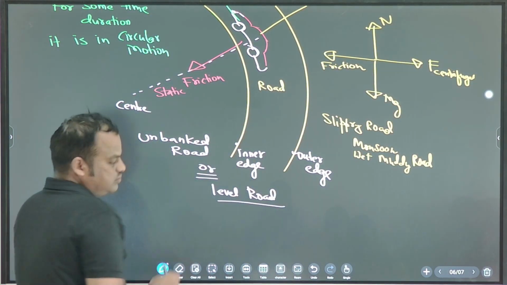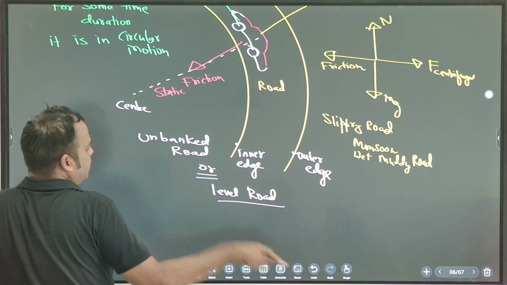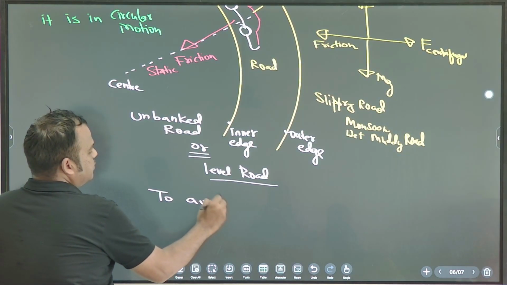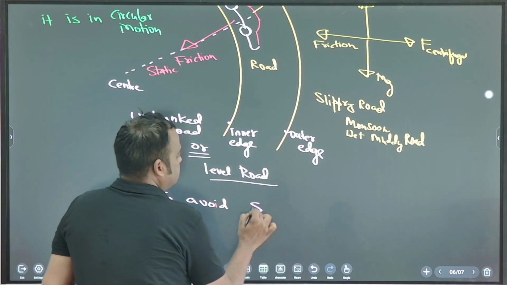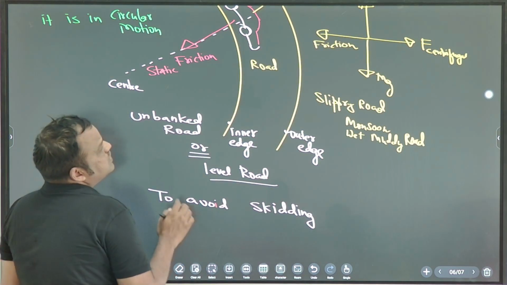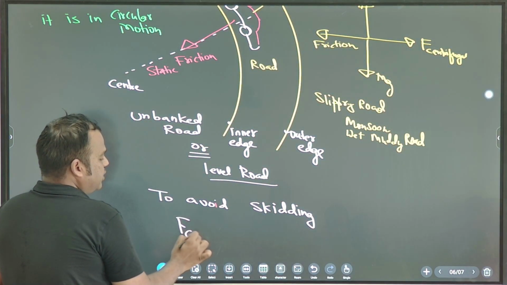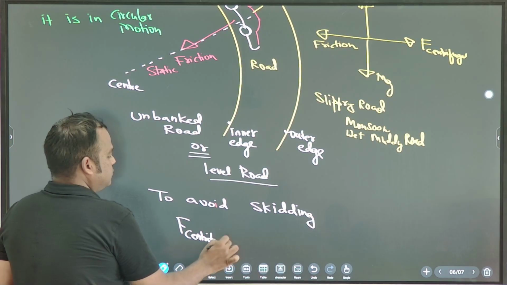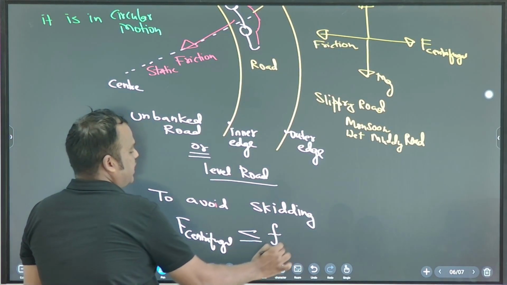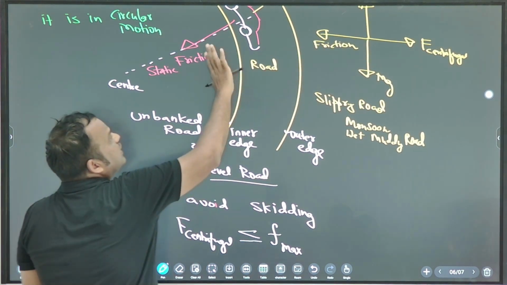Both are the same level. Now this is known as a banked road. I will come to that. So note down. To avoid slipping or skidding, what is the condition? Tell me. Centrifugal force must be less than or equal to maximum friction. Which should be more? Friction should be more. Skidding tendency is outward.